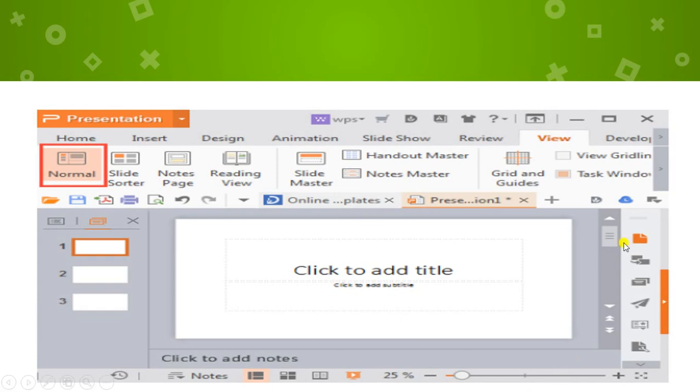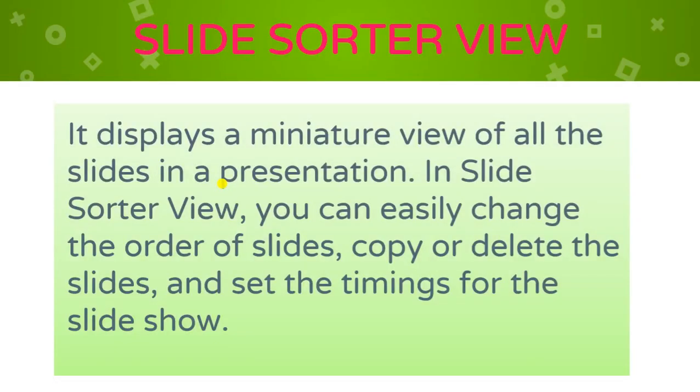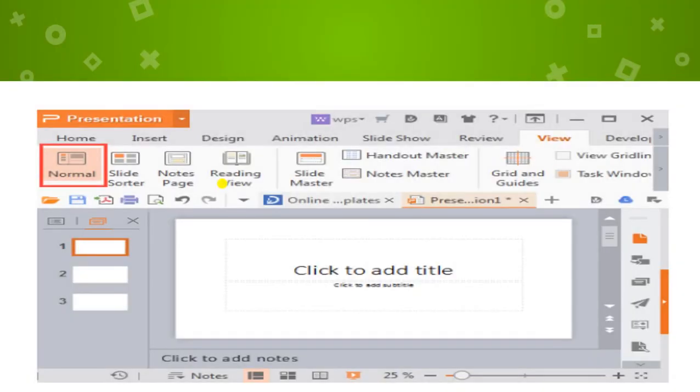This is our normal view on which we normally work, and when you click on the view tab from the ribbon, you can see these four views: normal view, slide sorter view, notes page view and the reading view. After this we have the slide sorter view.